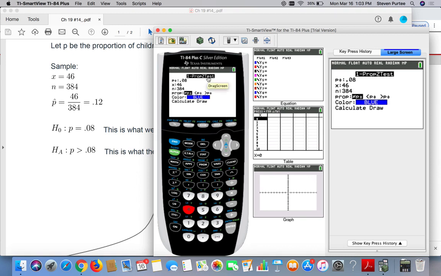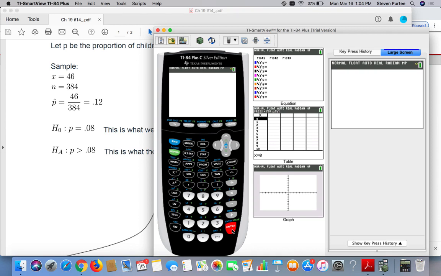And then here, the calculator is asking me which alternative hypothesis did I choose. What did I write here? I wrote greater than P0. So I want to choose this one, the greater than one. Hit enter. Make sure that's highlighted. Now I could hit draw here, and it will redraw this picture that I've already drawn. But I like calculate better. So just hit calculate, and we're done.